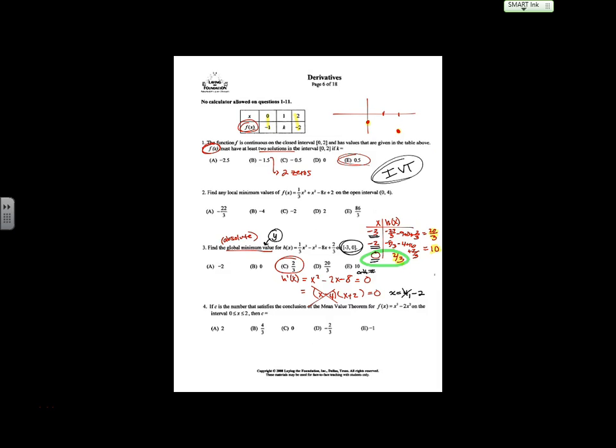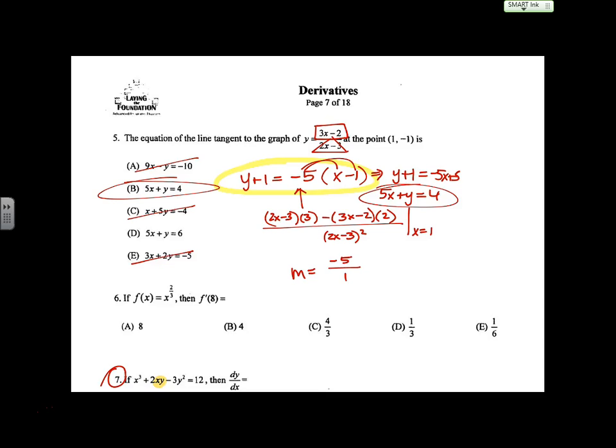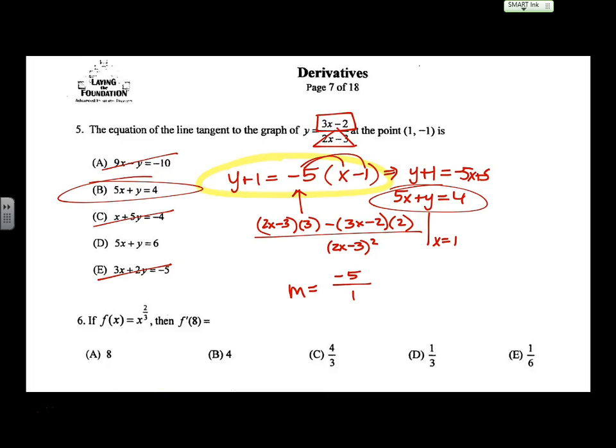Number 5, good catch. Number 5, simple quotient rule, plug and chug. We're trying to get the equation of the tangent line: y minus y1 equals m times x minus x1. By doing the quotient rule and plugging in x equals 1, you end up with a slope, which is the derivative value, of -5. I plugged in -5, I simplified, and I got b. Quotient rule, if you need to double check it: bottom d top minus top d bottom, all over bottom squared. You should end up with -5.